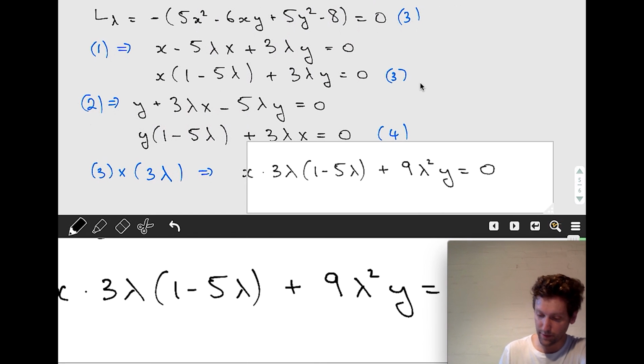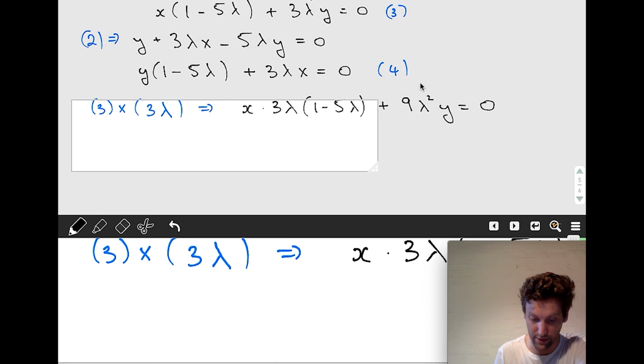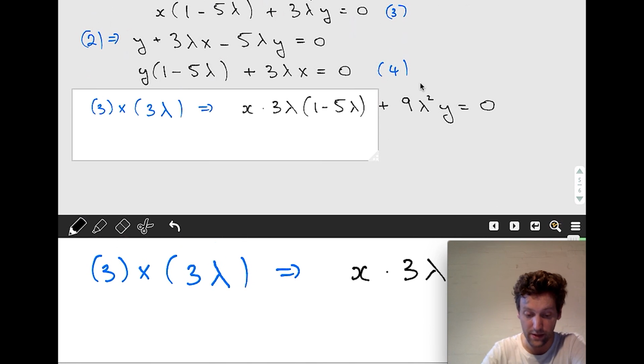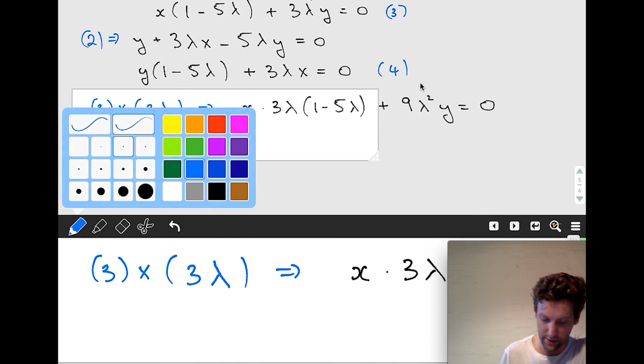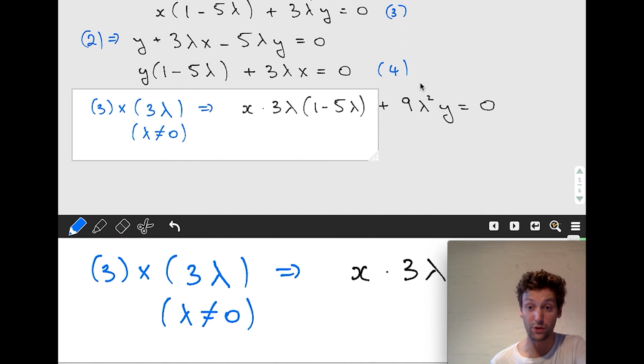Now we have to be careful, of course, because I have to make sure I'm not multiplying by anything that's equal to 0. So we have to ask ourselves, is it possible that lambda is equal to 0 here? And of course, that's not allowed, because that would mean I was just looking for the global maximum or minimum. I'd be turning off the constraint.